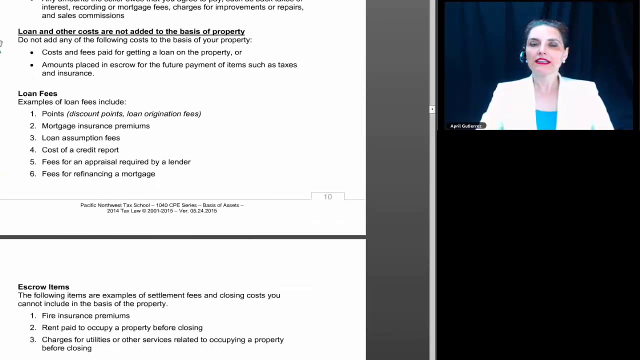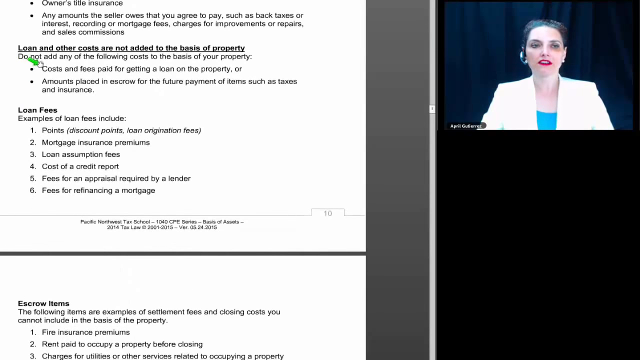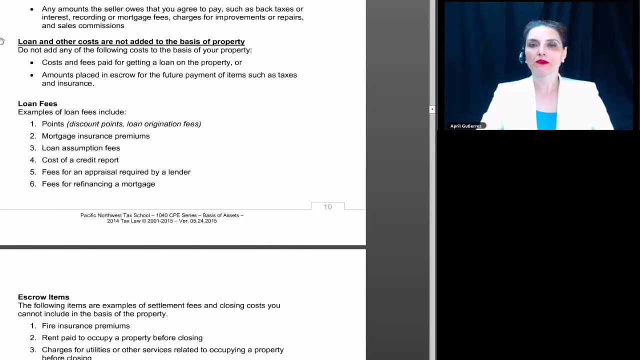But don't lump into these settlement costs any additional amounts that you pay because you borrowed money. Loan and other costs are not added to the basis of property, so do not add any of the following amounts to the basis of your property. Costs and fees paid for getting a loan on the property, or amounts placed in escrow for future payment of items such as taxes and insurance.